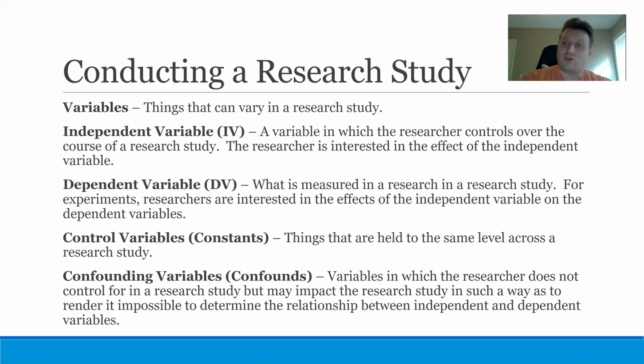Confounds limit the interpretability of our research. Confounds ruin our research. So our job as experimenters, our job as researchers, is to eliminate as many confounding variables as possible. And if we can't eliminate them, we try to control for them in some way. Maybe we measure these confounding variables and try to statistically control for them in the results of our study.